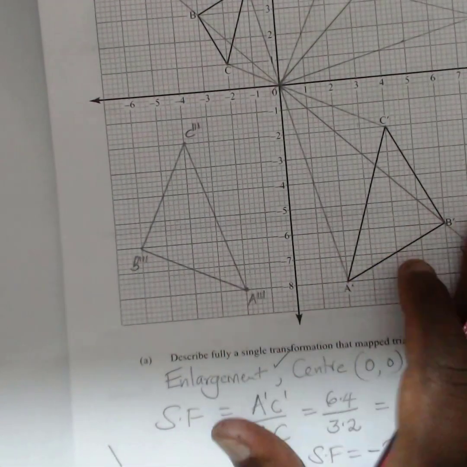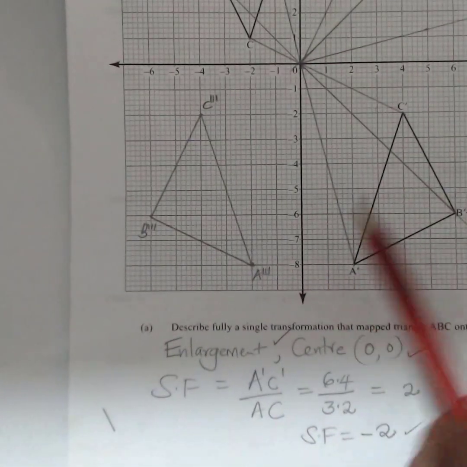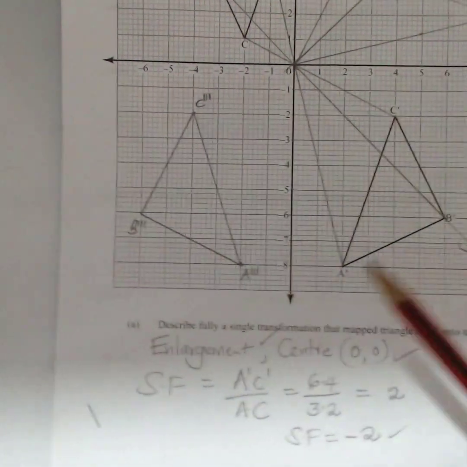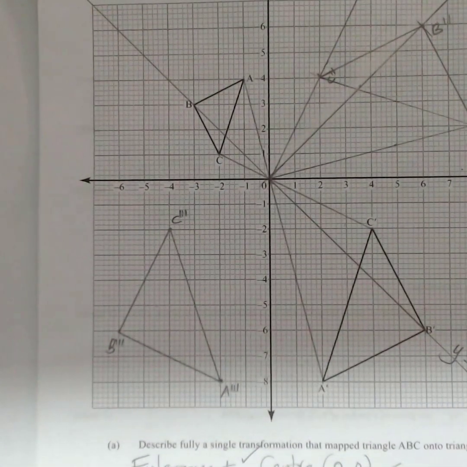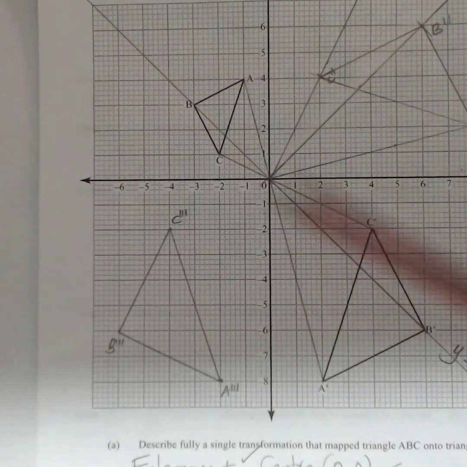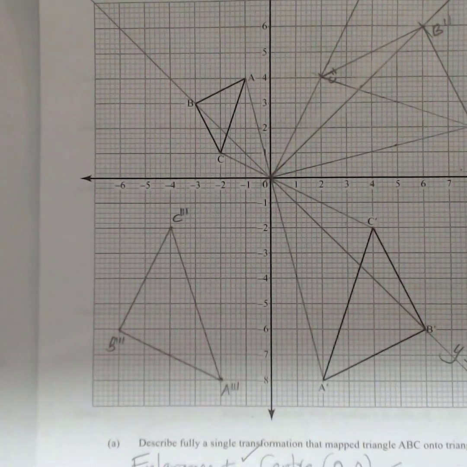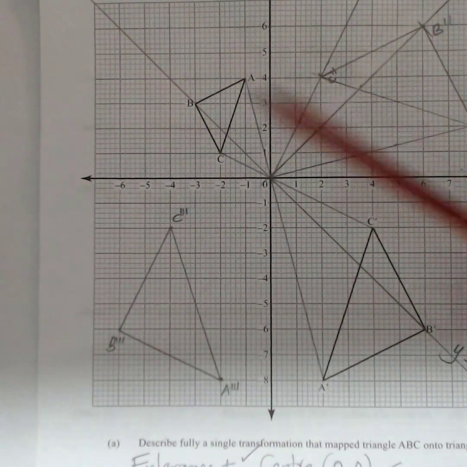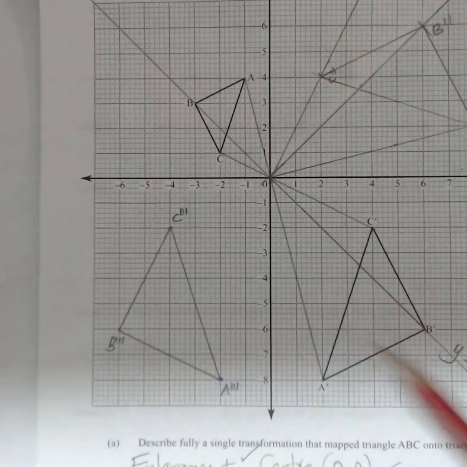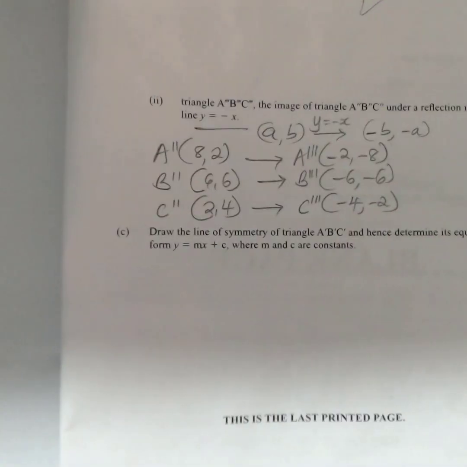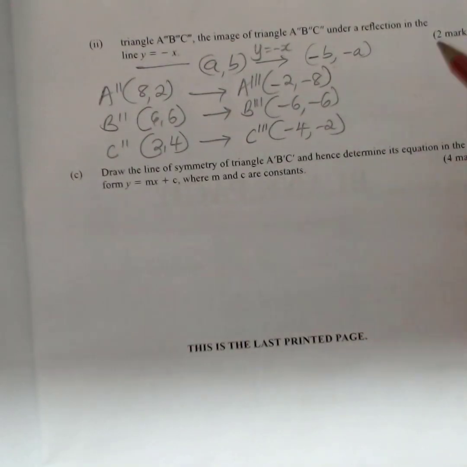And there it is. So you can see this is the reflection, this image. That gives the reflection of this object, that is A double prime, B double prime, C double prime along this line y equals negative x. The image will be here. Then you're done with that.